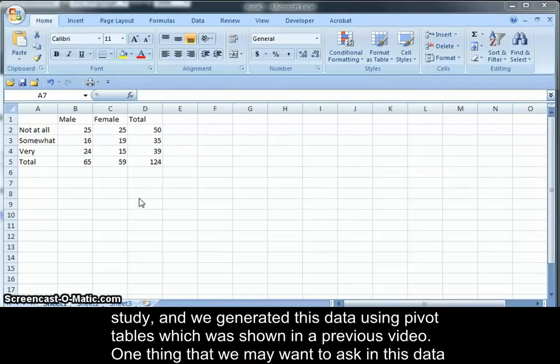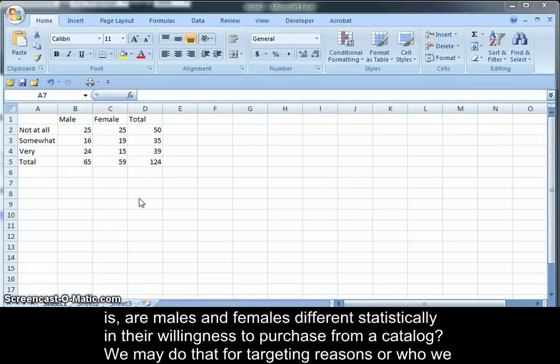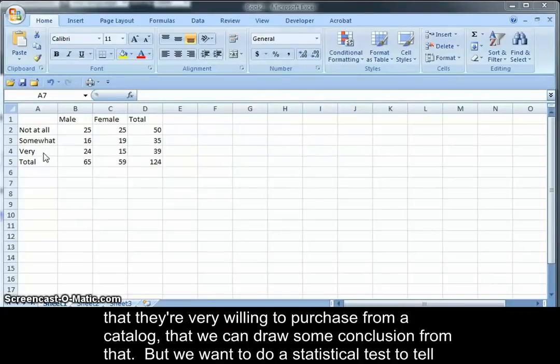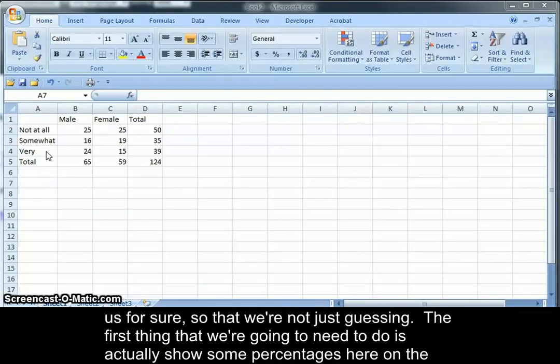One thing that we may want to ask in this data is, are males and females different statistically in their willingness to purchase from a catalog? We may do that for targeting reasons or who we send the catalog to, things like that. We could potentially eyeball this data and maybe think that because more men than women have said that they're very willing to purchase from a catalog, that we can draw some conclusion from that. But we want to do a statistical test to tell us for sure, so that we're not just guessing.